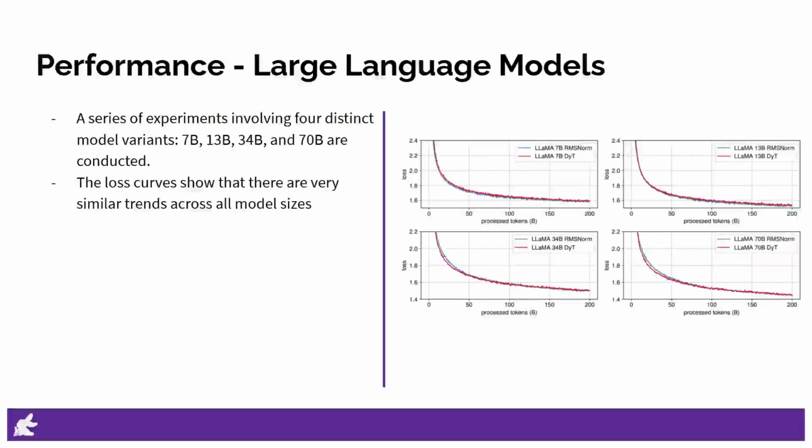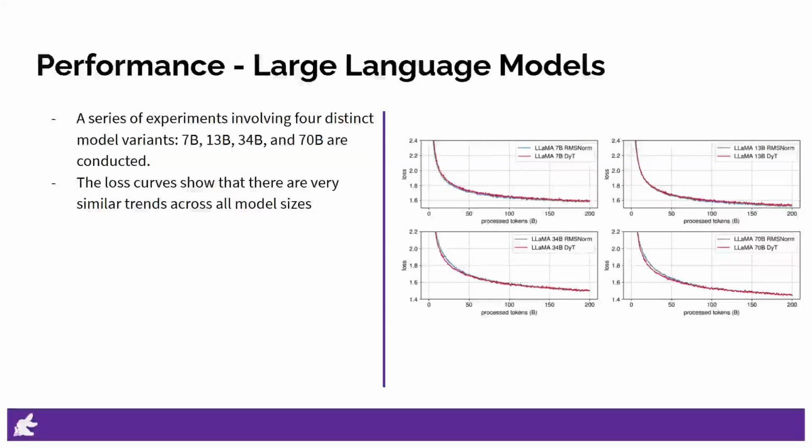To evaluate the efficacy of Dynamic Tanh in conjunction with Llama, a series of experiments involving four distinct model variants, 7B, 13B, 34B, and 70B, are conducted. These models were pre-trained using the same protocol as Llama, with the notable addition of a learnable scalar parameter appended to the initial embedding layer. This modification allowed us to dynamically adjust the value of alpha, a critical component in the Dynamic Tanh framework.